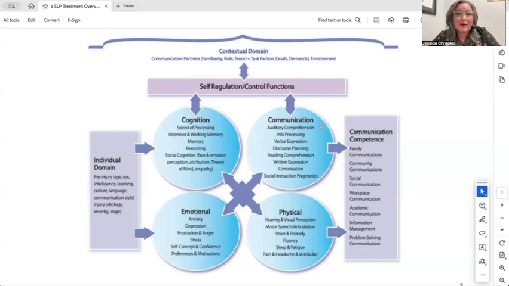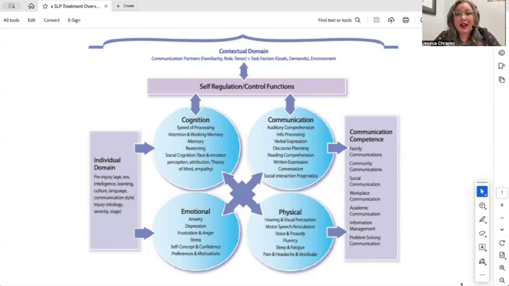Do you like to play card games? Do you like to play board games? Are you a scrapbooker? We know that emotions impact cognitive communication skills. Anxiety, depression, frustration and anger, stress, self-concept and confidence are all impacted after a brain injury. Furthermore, clients can also have physical challenges related to communication, including hearing and visual perception challenges, motor speech like apraxia or neurogenic stuttering, changes to your voice and the music and melody of your voice, as well as challenges with sleep, chronic fatigue, pain, headache, and dizziness.